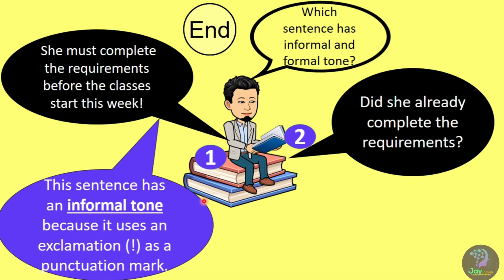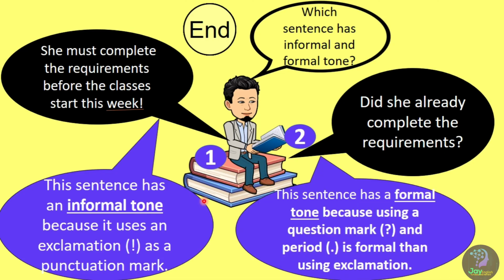This sentence has an informal tone because it uses an exclamation as a punctuation mark. While this sentence has a formal tone because using a question mark and period is more formal than using an exclamation.